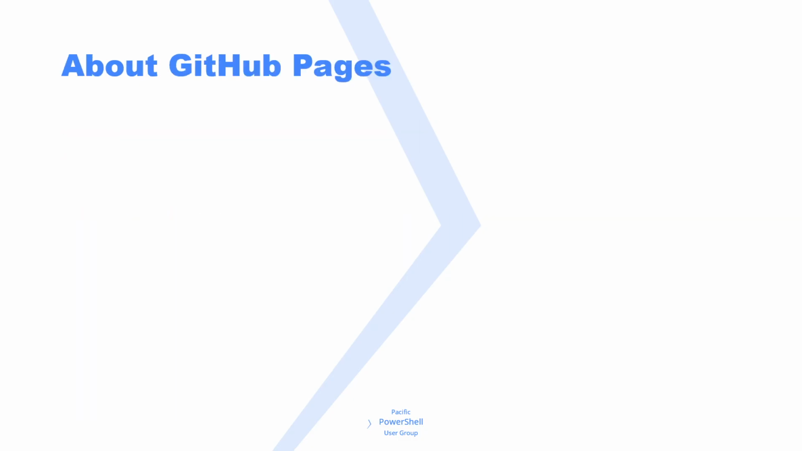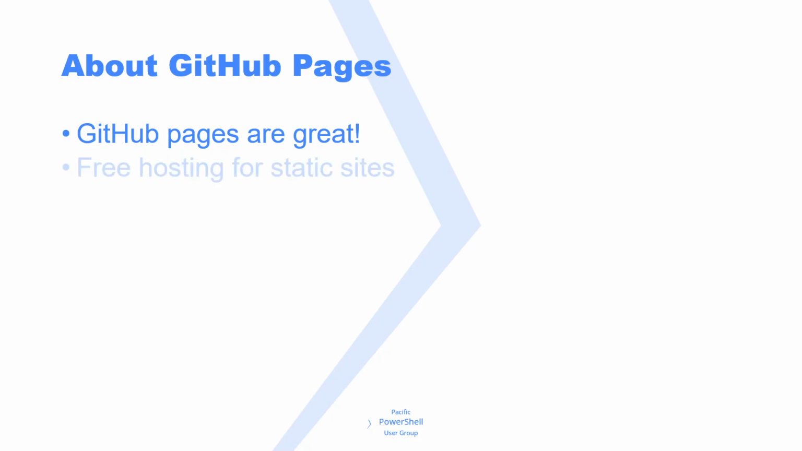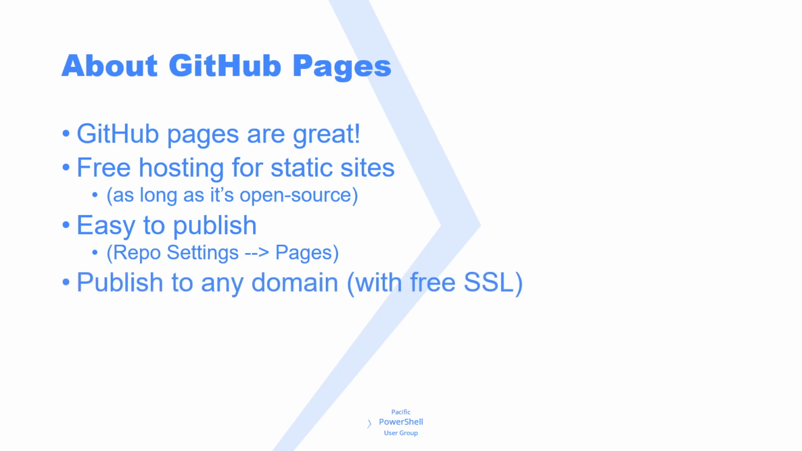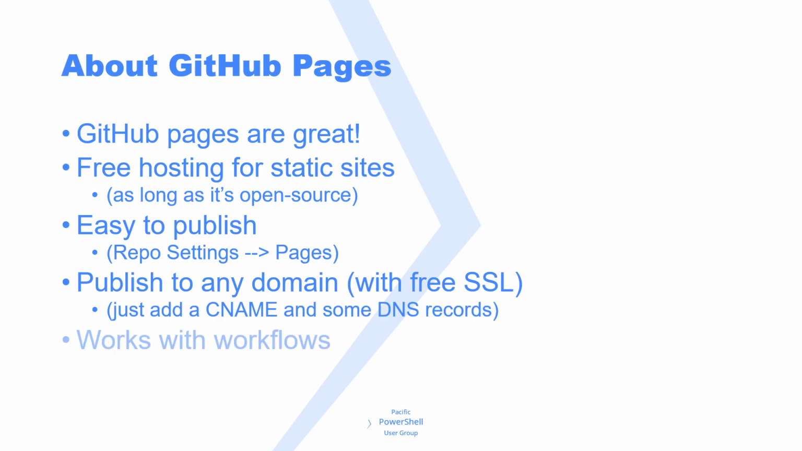So, let's get started. What the hell are GitHub pages? Well, might be a canonical way to answer, but they're great. They're free hosting for static sites, as long as that static site is open source. They're easy to publish. You just go to the repository settings and pages, and you basically click OK, select a branch if you need. You can publish to any domain with free SSL. You can just add a CNAME and some DNS records. And it works really well with workflows, so you just go ahead and check changes in.